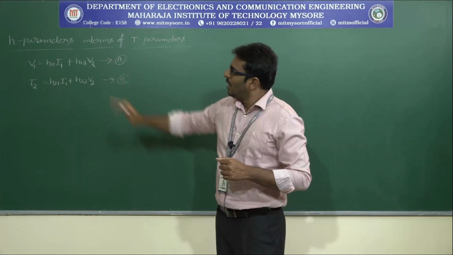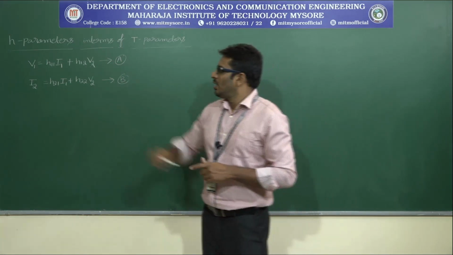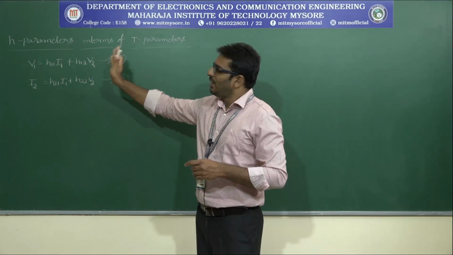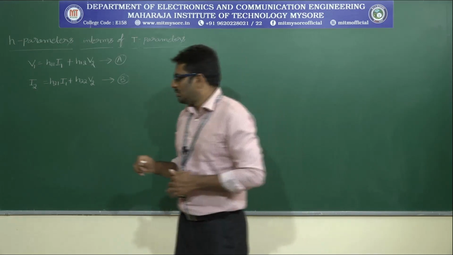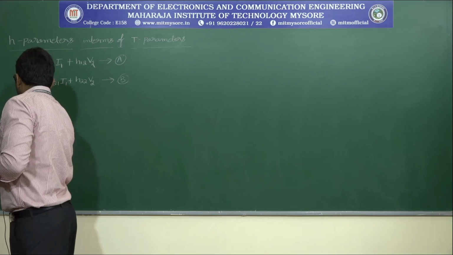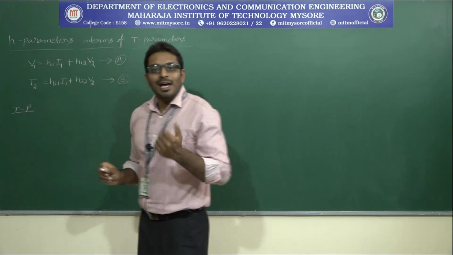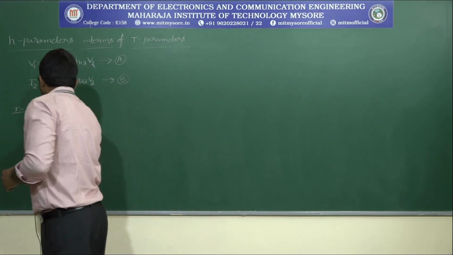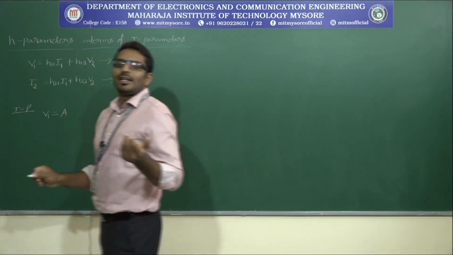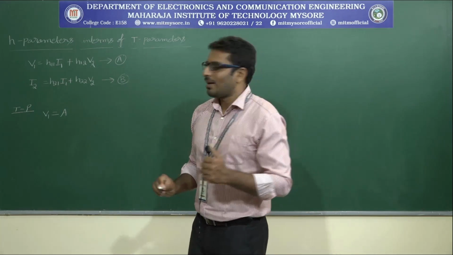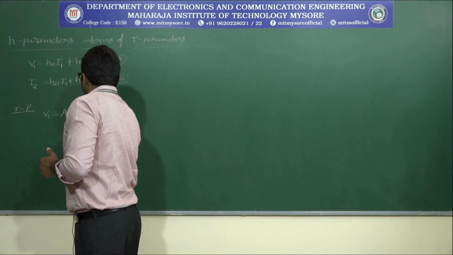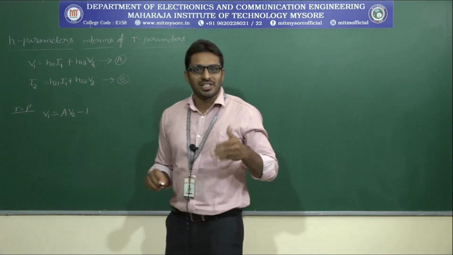I have already written the H parameter standard equations. V1, I2 are dependent variables; I1, V2 are independent variables. Next, I would like to write the T parameter equations. T parameters are nothing but A, B, C, D parameters. V1 is equal to A V2 minus, please remember these 8 equations.